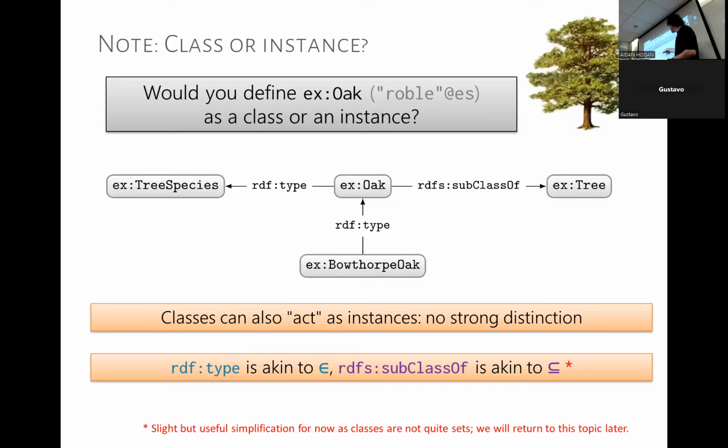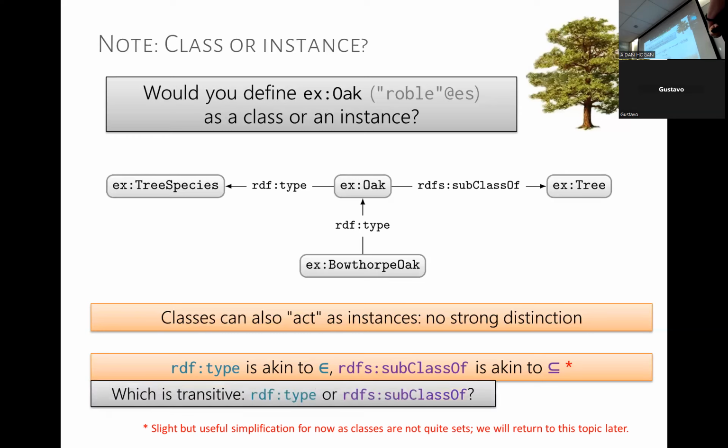So in this case, what we're saying is that oak is in the set or class of tree species. Oak is a subset of trees. So all of the things in the set of oak are in the set of trees. Bowthorpe oak is in the set of oak. So this is sort of set membership here. There is a little note here that there is a difference between classes and sets, but for the moment, it's a fine intuition, and they're highly related. We'll cover more formally later what the difference is and why we need to be a little bit careful about this. That's why I say akin, kind of similar or related to. It's a useful intuition to have.